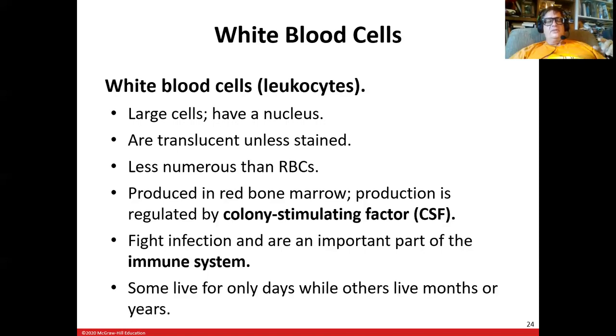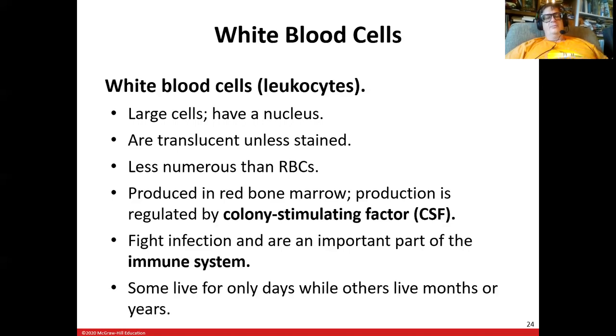Anyway, they're clearish. They're not white, they're clear. And if we don't stain them, we can't even see them easily. So when we're preparing a blood smear and staining it, we typically use something called Wright's blood stain. Anyway, moving on. So these white blood cells are made in the bone marrow, and they're produced depending on the level of colony stimulating factor.